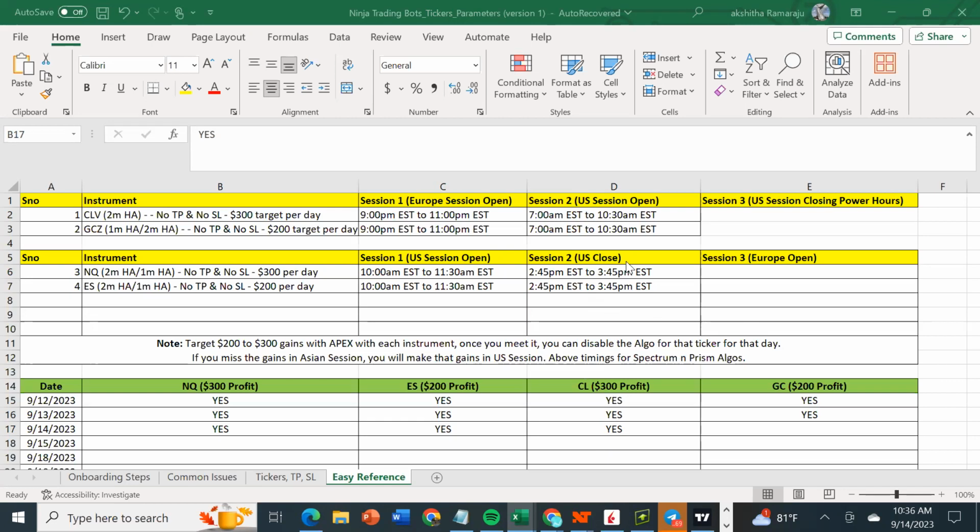Both Spectrum and Prism performed well. Prism will keep the entire trade, whereas Spectrum on every candle will look whether there is a buy or a sell. It will take profits on each and every candle if we put a target and stop loss.